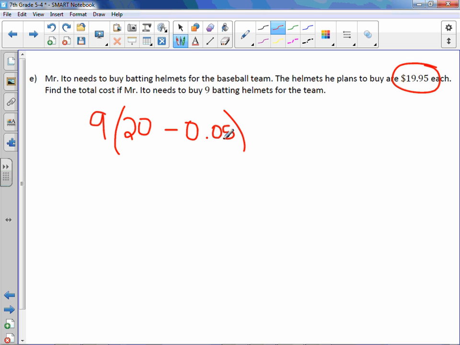Okay, if I didn't have a calculator, I didn't want to do that long math, I could do it this way a lot quicker. So again, $19.95 is really $20 minus 5 cents. So now let's use the distributive property. 9 times 20, well, 18, add a 0, minus 9 times 5 cents. Well, 9 times 5 is 45. There are 2 decimal places, so 0.45. And then we are left with 180 minus 0.45.